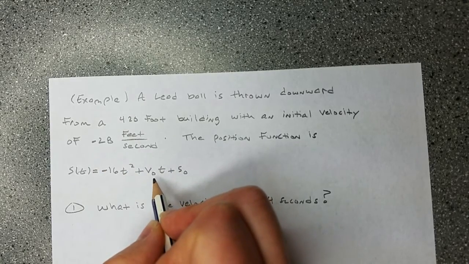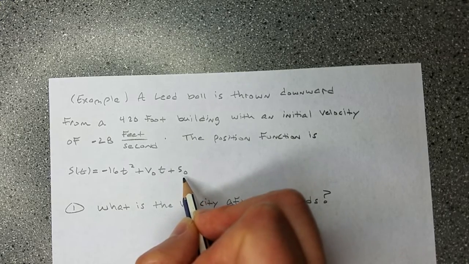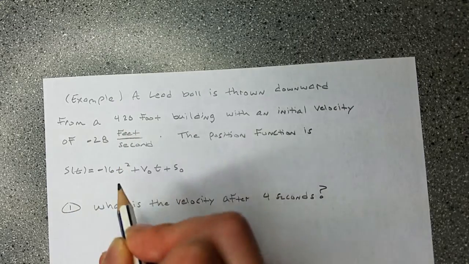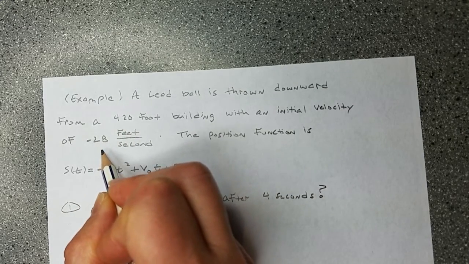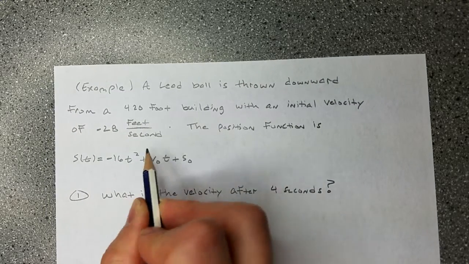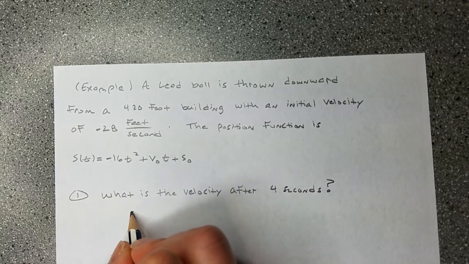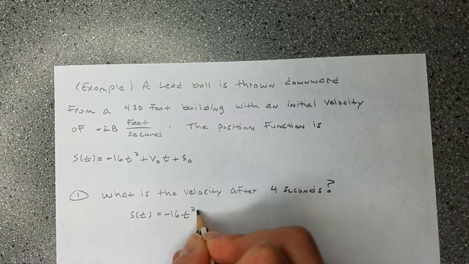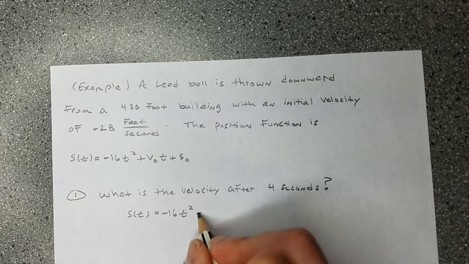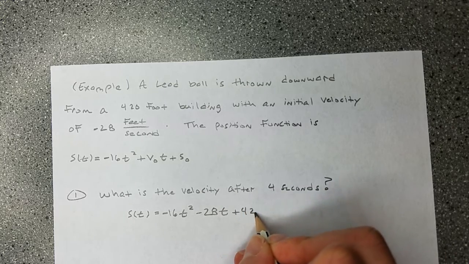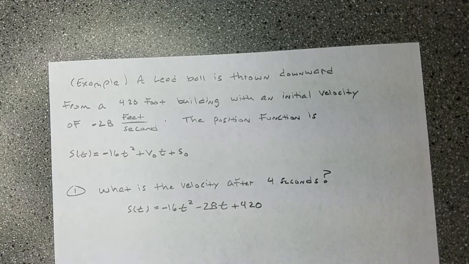That's my initial velocity at the moment it starts to move. And s naught is my initial position. So it starts off being 420 feet above the ground, moving at negative 28 feet per second, right? So if I want to find the velocity, I got to start by getting all this in order. So let me say that, all right, s of t is going to be negative 16 t squared minus 28t, and then plus 420. So there's your position function.